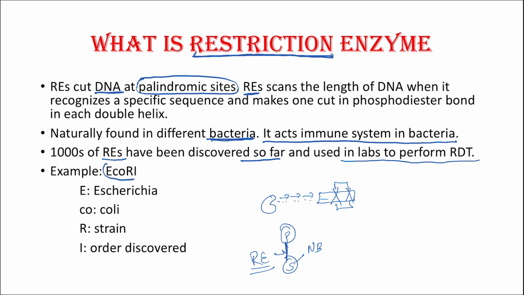One example of a restriction enzyme is EcoRI. In this name, E means Escherichia, which is the genus of E. coli. Then CO means coli, which is the species name. R stands for the strain, and the number indicates the order in which it was discovered.